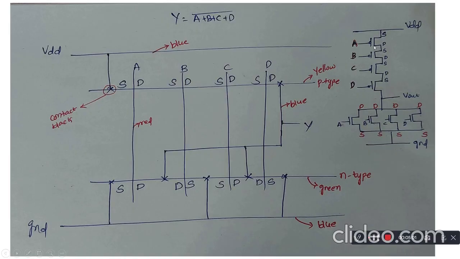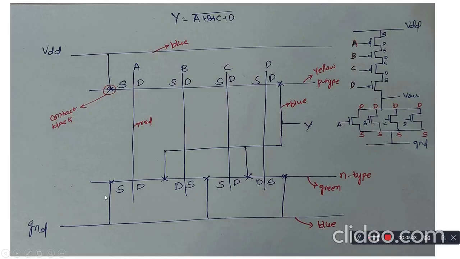As the source of A is connected to VDD, here the source is connected to the VDD as shown here, and the contact is given. This contact is in black color. So the source is connected to the VDD, and here the drain of D is connected to the output Y. Next, going for the N-type representation.